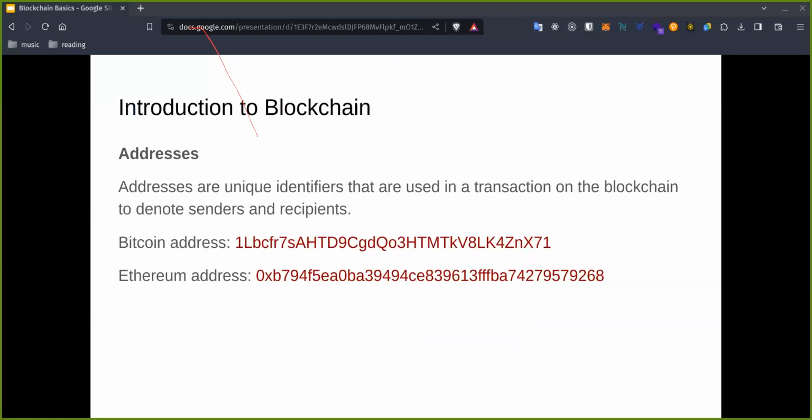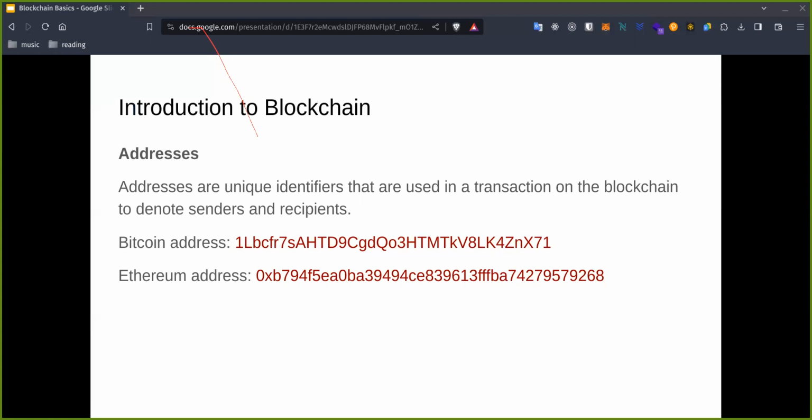So the first thing in blockchain is addresses. When we're trying to communicate within a blockchain network, of course, before you try to send any crypto within the network, we have to know where this crypto is coming from, and also where this crypto is going. And this is basically done using an address. So addresses are unique identifiers that are used in a transaction on the blockchain to denote senders and recipients. If you look at a blockchain network, at the blocks and everything, the first thing you can see about those transactions on the blockchain explorers are addresses.